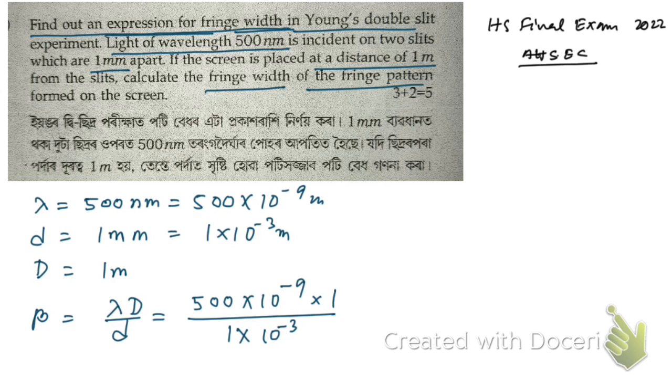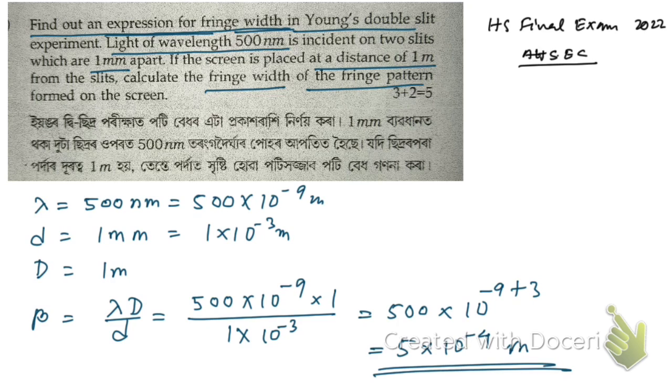Now if we calculate this, what we're going to have here is 500 into 10 to the power minus 9 plus 3, that's going to be minus 6, right? Then if you multiply 100 from this 500, then 5 into 10 to the power minus 6 plus 2, that's going to be minus 4. 5 into 10 to the power minus 4 meter. So this is the fringe width. Okay, so hope you have understood this.